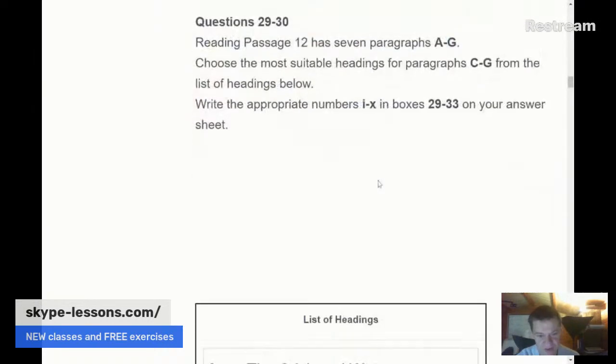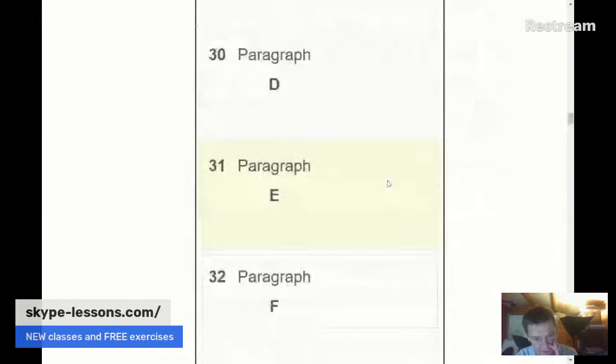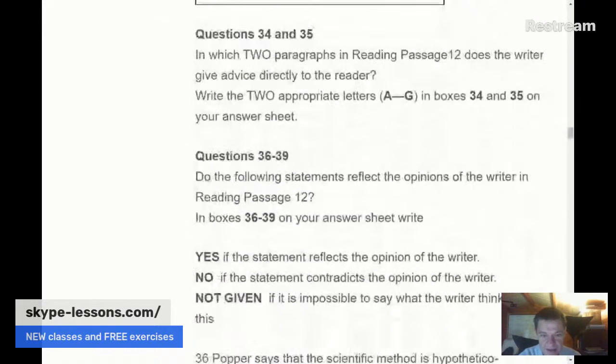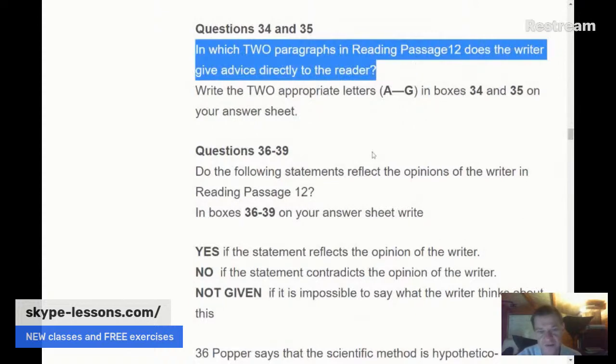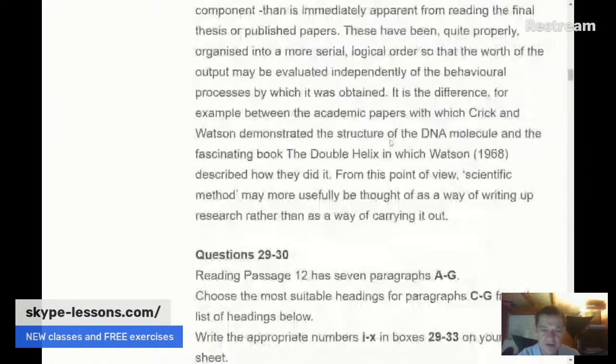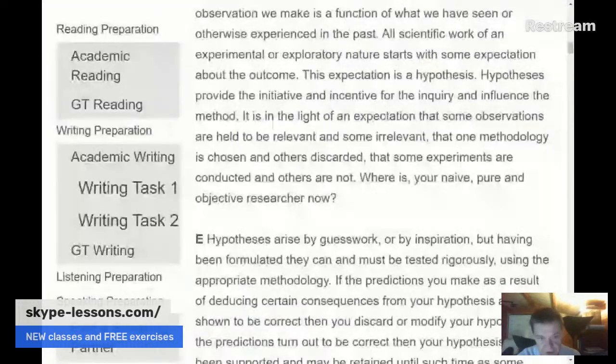Let's go on to the next question of the IELTS. That's all of the paragraphs done, which is questions 34 and 35. In which two paragraphs does the writer give advice? So we've got to choose two paragraphs where the writer gives advice.